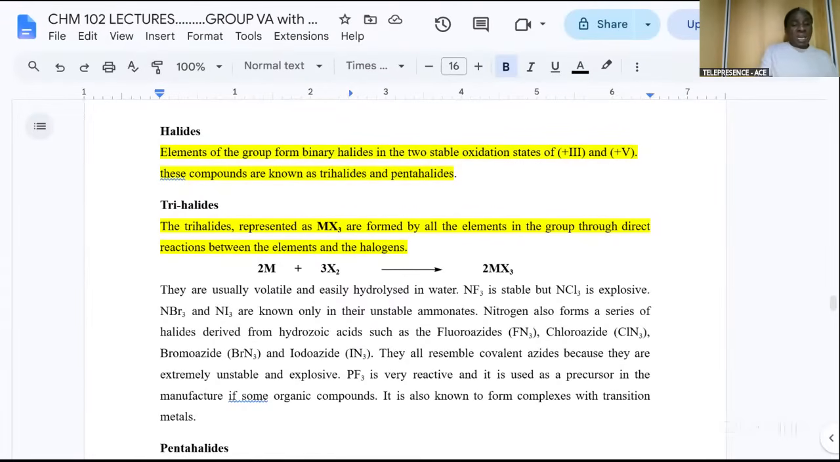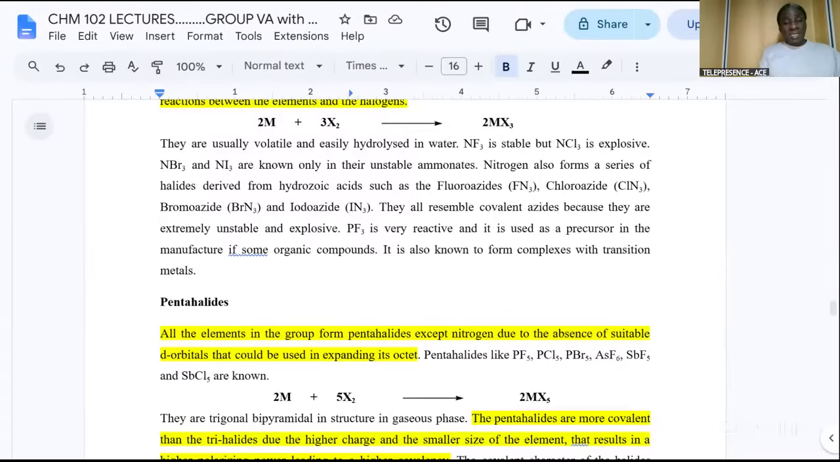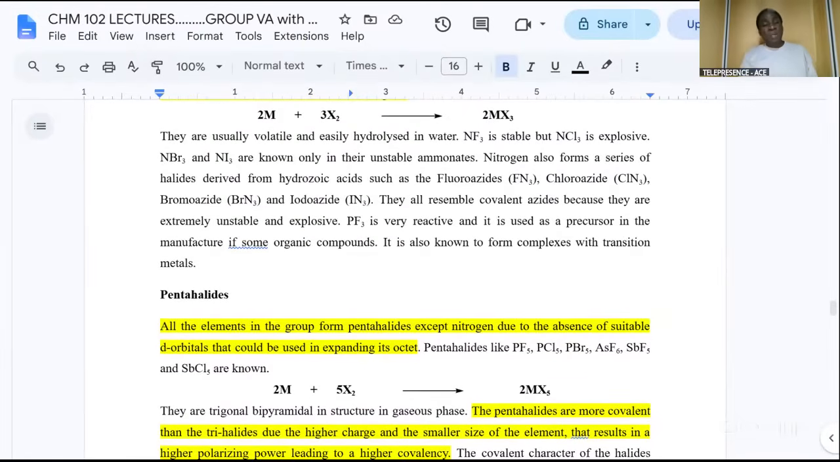The trihalides are represented as MX3, and every member of that group will form compounds where X is a halogen. They are usually volatile, easily hydrolyzed in water. Now, compounds like NF3 are stable, but NCl3 is what? Explosive. When the compound is explosive, it depicts instability.